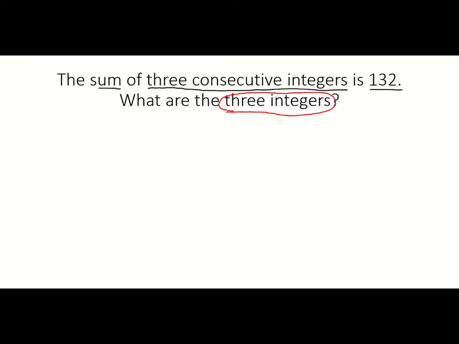So, the sum of three consecutive integers. Since I don't know what the integers are, I'm going to assign them variables. Let's assume the first integer is x. The second integer, if it's consecutive, would be that number x that I don't know, plus 1. And the third integer would be that first number x, and I'm going to add 2 more. So that way it's x plus 1 more, and then x plus 2 more. So I have my three consecutive integers.